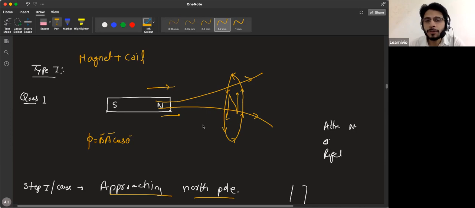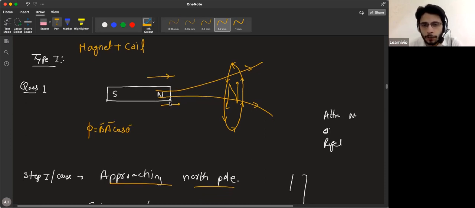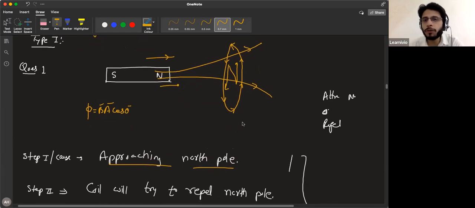I'm repeating it again. To solve these types of questions, when you have a magnet and a coil, identify the cause. The cause is the approaching north pole. So if the north pole is approaching, then the coil will try to repel the north pole. To repel the north pole, this coil will require a north pole. So the face towards the magnet will behave like a north pole. So the current will be anti-clockwise. So in the coil, the direction of current is anti-clockwise.